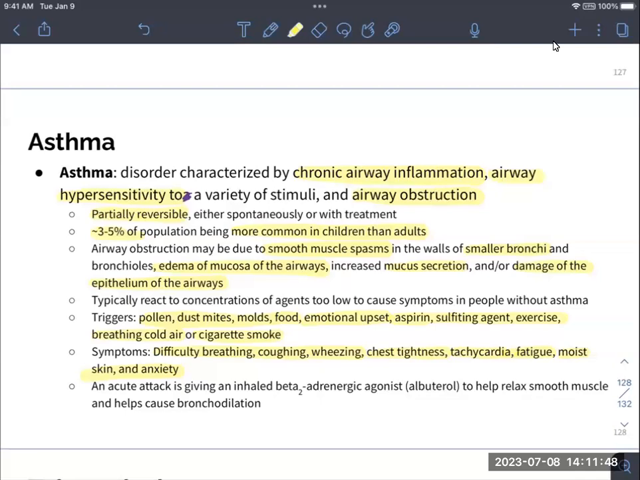So in an acute attack, something triggered it. Dust, pollen, mold, certain foods. Albuterol, which is a beta adrenergic agonist. And what it's doing is it causes bronchodilation by relaxing the smooth muscles in the airways.